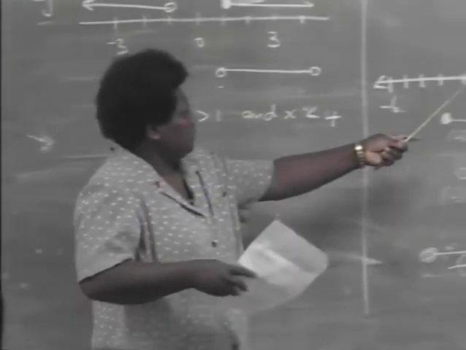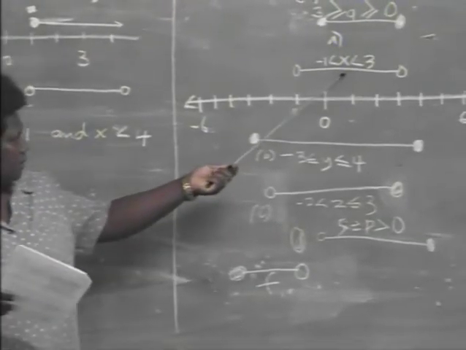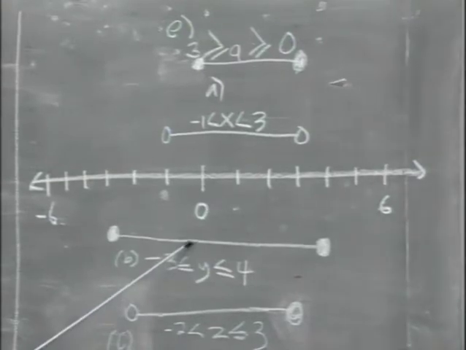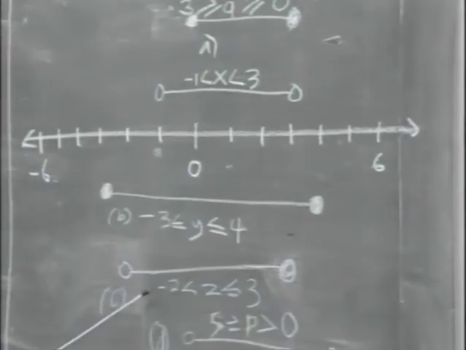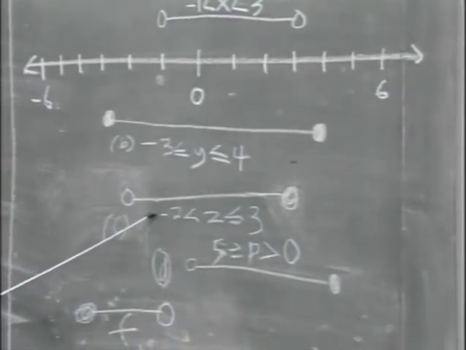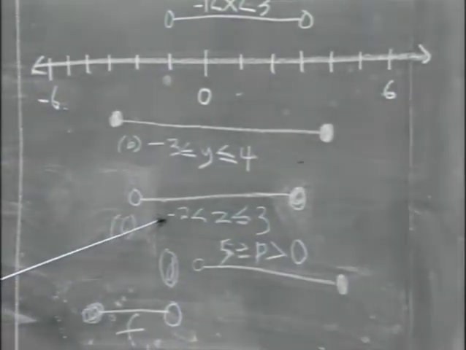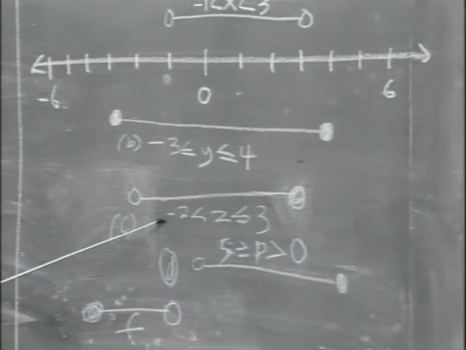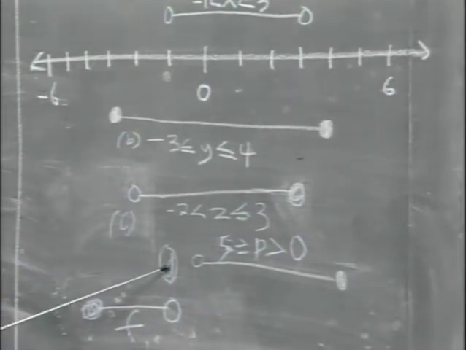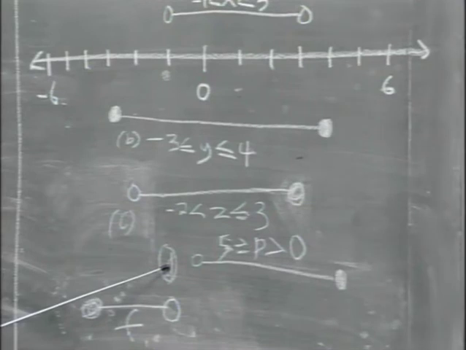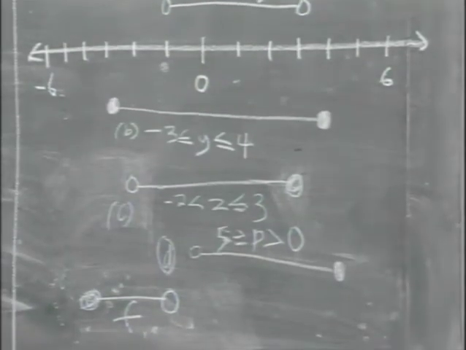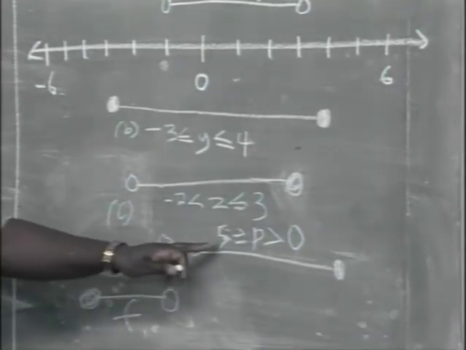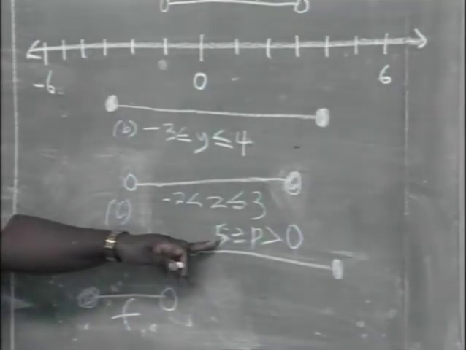Okay, letter A: minus 1 is less than X, which is less than 3. B: minus 3 is less than or equal to Y, which is less than or equal to 4. C: minus 2 is less than Z, which is less than or equal to 3. D: 5 is greater than or equal to P, which is greater than 0. You can also write this as 0 is less than P, which is less than or equal to 5.